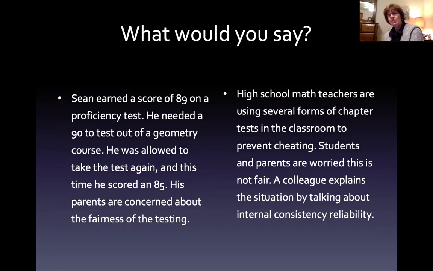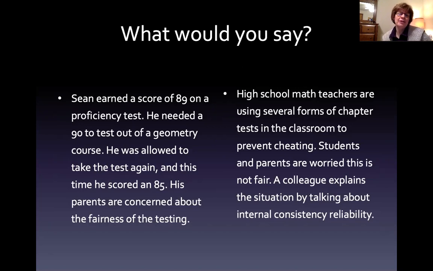All right, so let's just do a what if. If we were in class, we would do small groups, but we can't do small groups. So I'm just gonna kind of talk these through with you to help you understand. Let's read the first scenario over here. Sean earns a score of 89 in a proficiency test, and he needed a 90 to test out of a geometry course. So since he was so close, okay, remember when you have students score really close to a cut score, you know, there could be some error. And since it was so close, he got to take the test again.